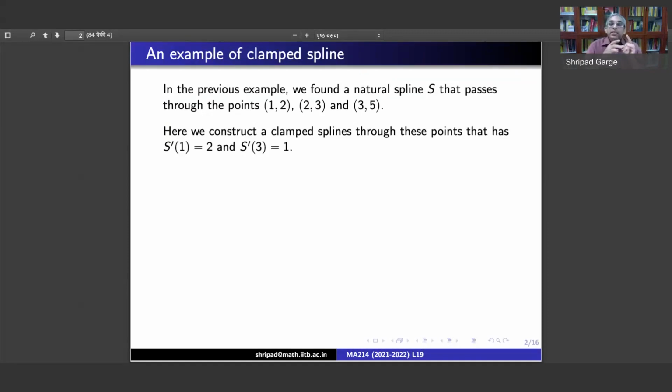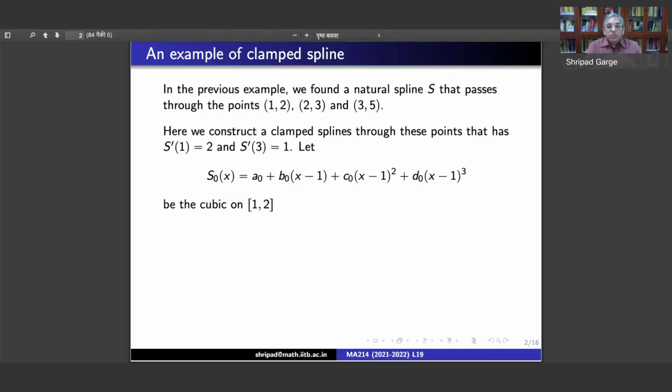x0 is 1, x1 is 2, x2 is 3 and the corresponding function values are f of x0 is 2, f of x1 is 3 and f of x2 is 5. So we did compute this natural cubic spline, but now we want to impose some boundary conditions: S prime at 1 is 2 and S prime at 3 is 1. These are the conditions that we want to impose and we want to see how things change.